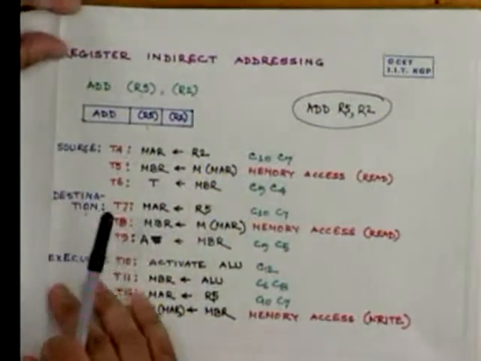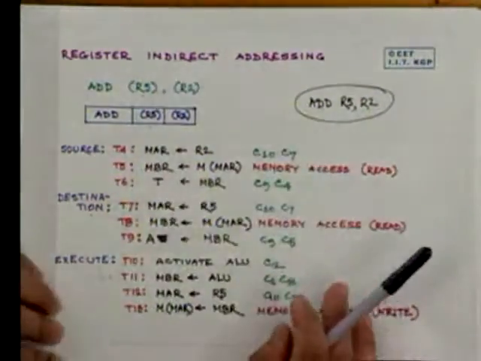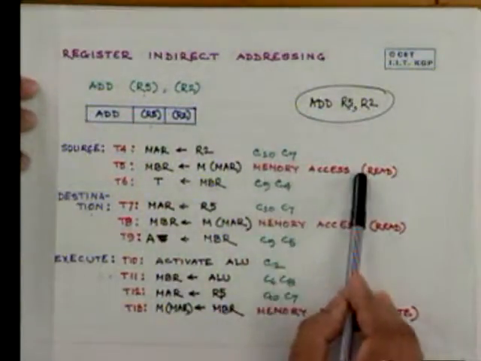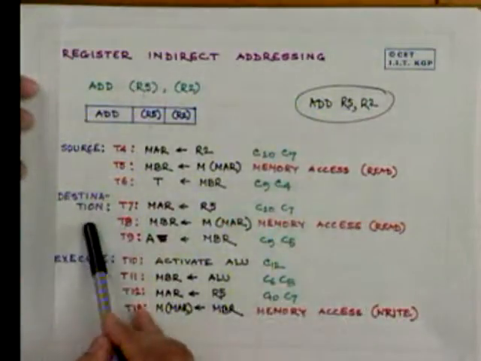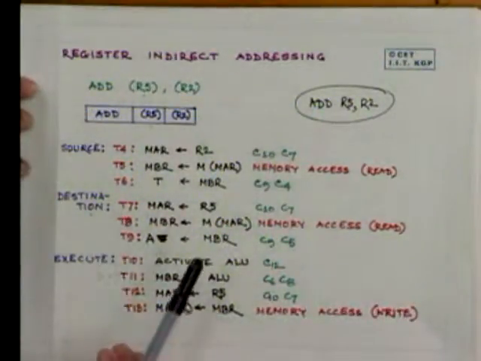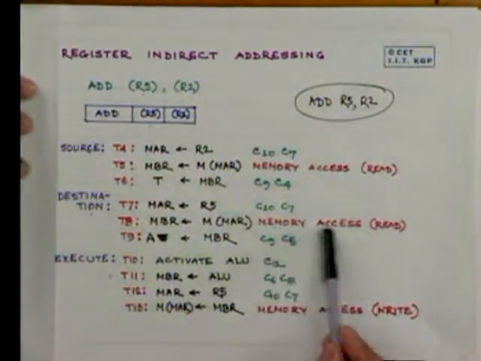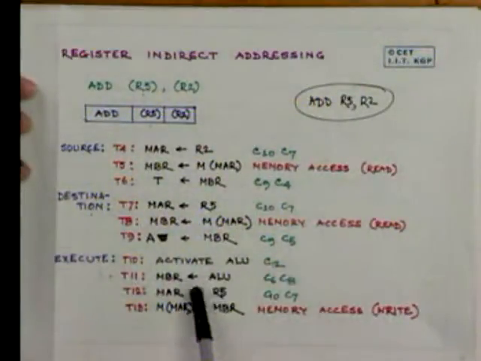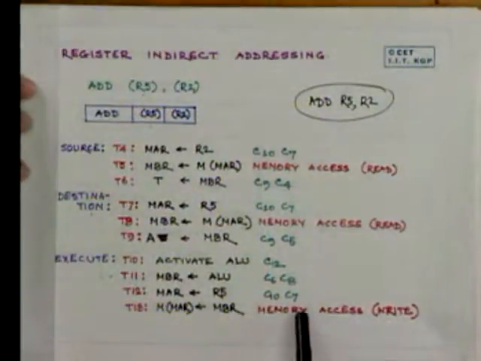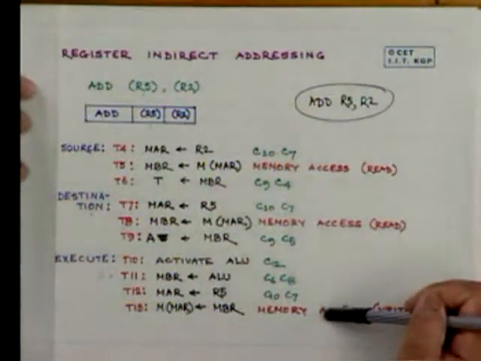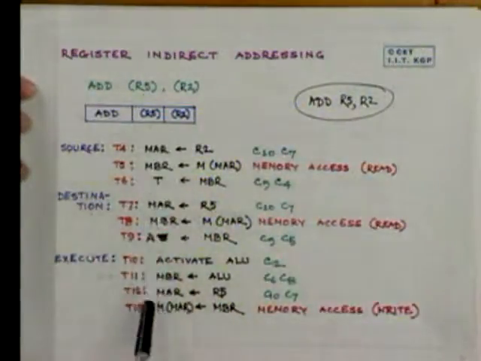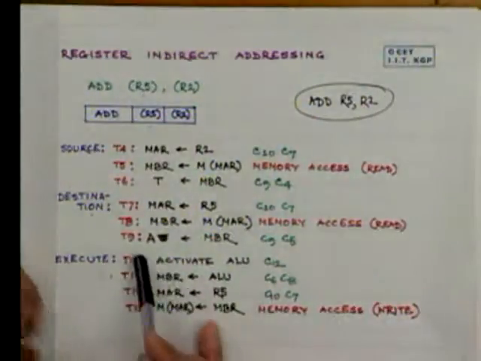Say we have register indirect addressing. You see, after the fetch is over, the source has to be fetched from the memory. Therefore, here is a memory access involved. The destination has to be accessed from memory. Therefore, a memory access is involved here also, and execution has to be done, and the data should go back to the memory, and therefore here is also a memory access involved. Therefore, 3 memory accesses immediately make the total execution of this instruction quite time consuming.